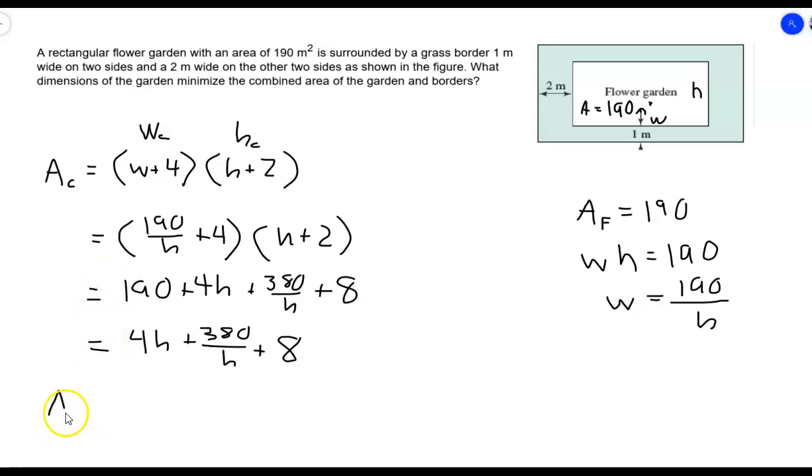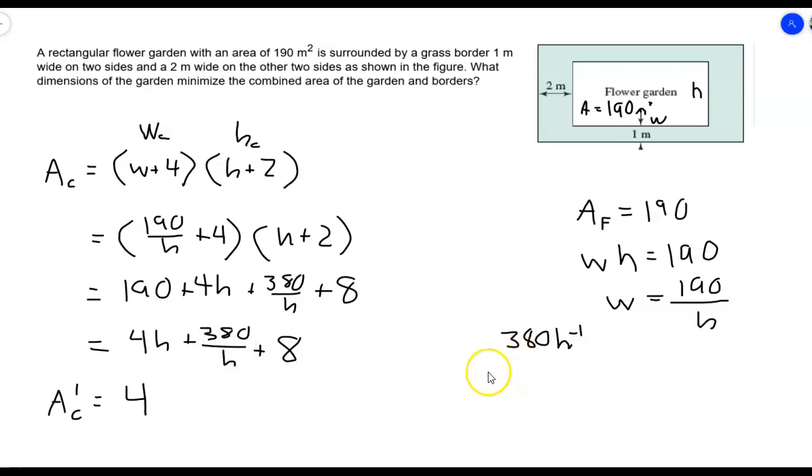So in order to take the derivative here, I'll use the power rule. So this is just going to be 4. And then let's do this one off to the side here. So I'm going to find the derivative of 380 over h. I could use the quotient rule, but it's a lot easier just to bring the h up to the top. So 380 times h to the minus 1. You can just bring that h up here, and then you just really apply the power rule.